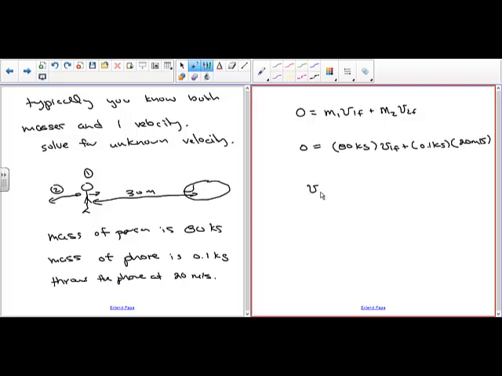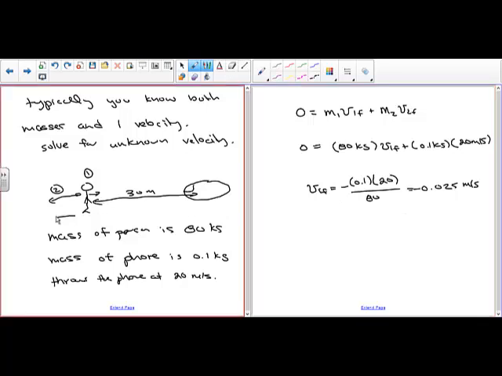If you solve for v1 final, it's just going to be 0.1 kilograms times 20 meters per second divided by 80 kilograms. So you get 0.1 times 20 divided by 80, and so the velocity is 0.025 meters per second. It's negative, because when you move this to the other side, it becomes negative.